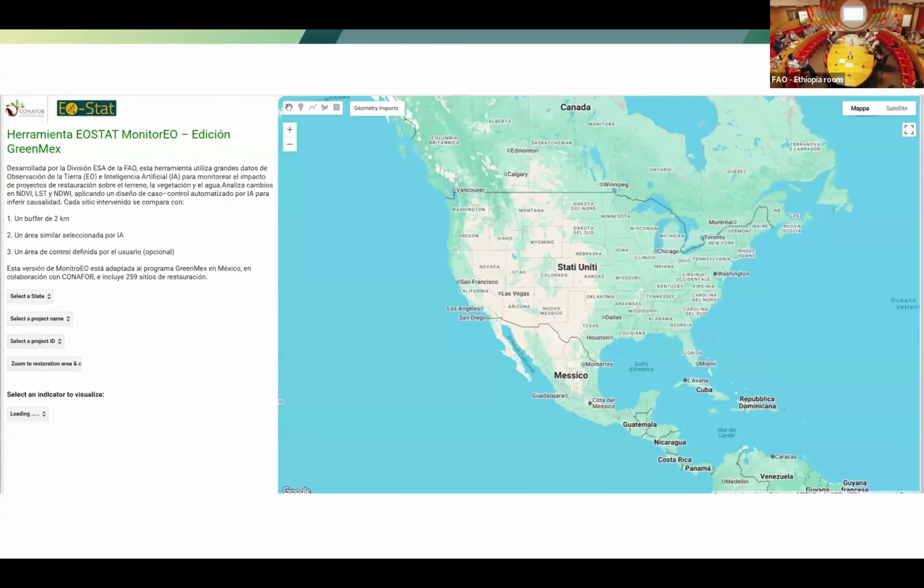This is the interface that we have built, which allows us to, in real time, test the various indicators, compare the intervention areas and the control areas, and extract relevant statistics and charts. And now it's being customized for Mexico. So we have two versions: one with the test bed, with almost 330 project sites all over the world, as we will see, I will provide some statistics. And the other is the one now being used within GreenMex to carry out the monitoring and evaluation.